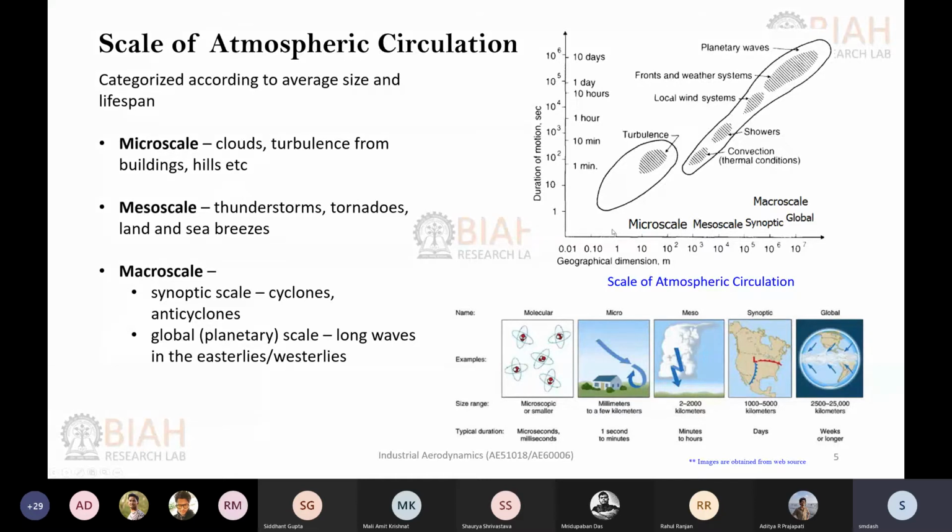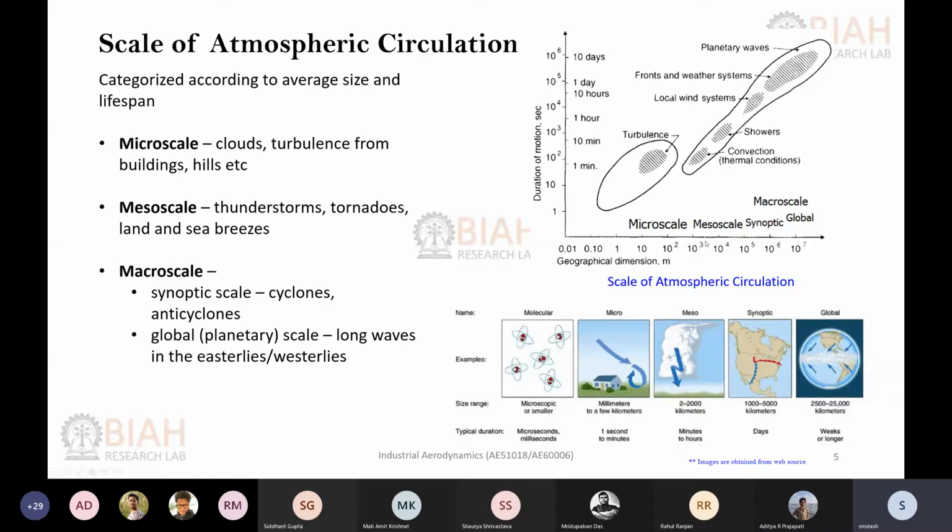Then if you go for higher length scale or velocity scale fluctuations, as well as a higher duration for which the circulation lasts, you can consider them as mesoscale. For example, thunderstorms, tornadoes, sea breeze. All these come under the mesoscale.